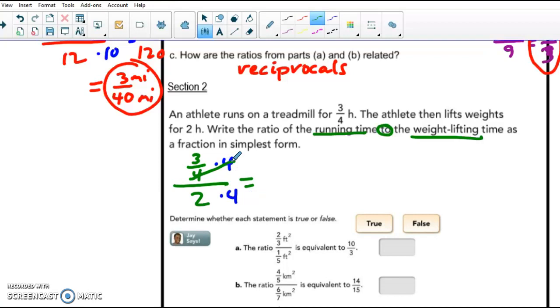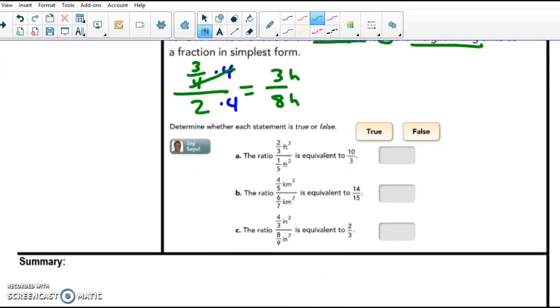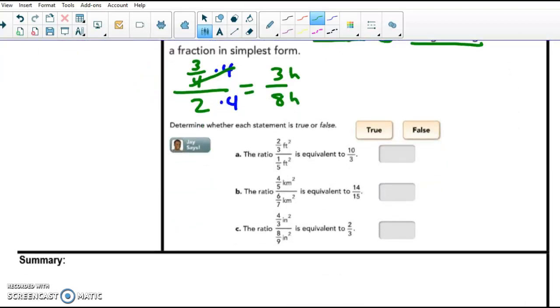3 times 4 divided by 4. My 4s cancel. That leaves me with 3. In my denominator, I have an 8. So I would say that the ratio would be 3 hours of running to every 8 hours of lifting weights. Easy enough.